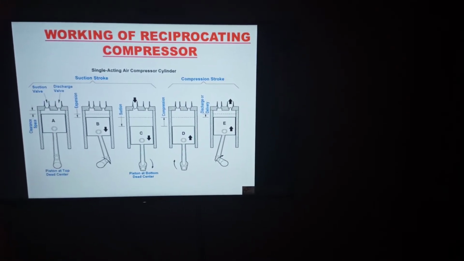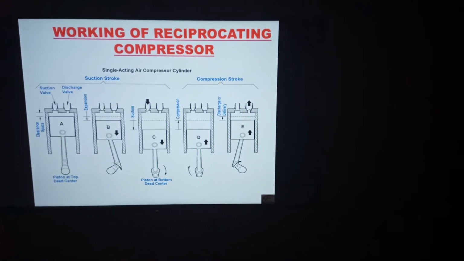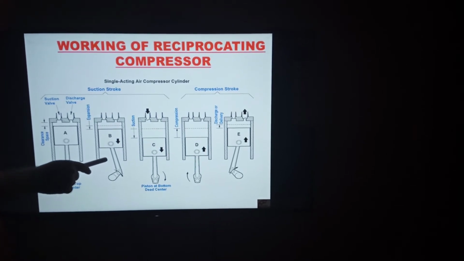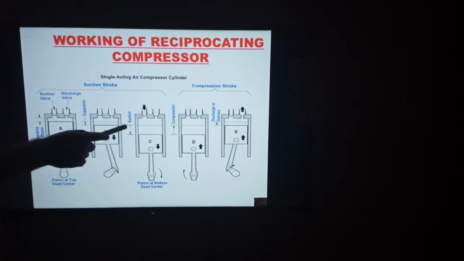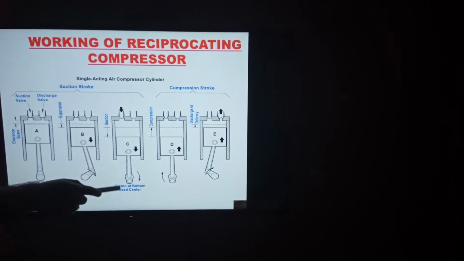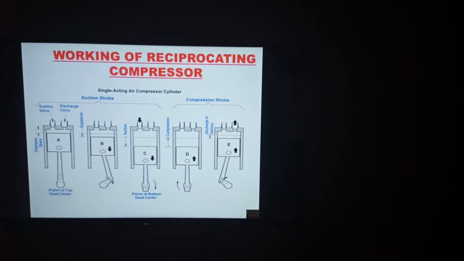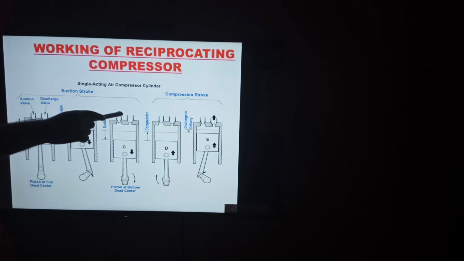During the suction stroke, the piston is initially at top dead center, and the piston starts moving from top dead center to bottom dead center. During this motion from top dead center to bottom dead center, the suction valve gets opened. We can see it in this figure. As a result, atmospheric air is drawn into the cylinder during the suction stroke.